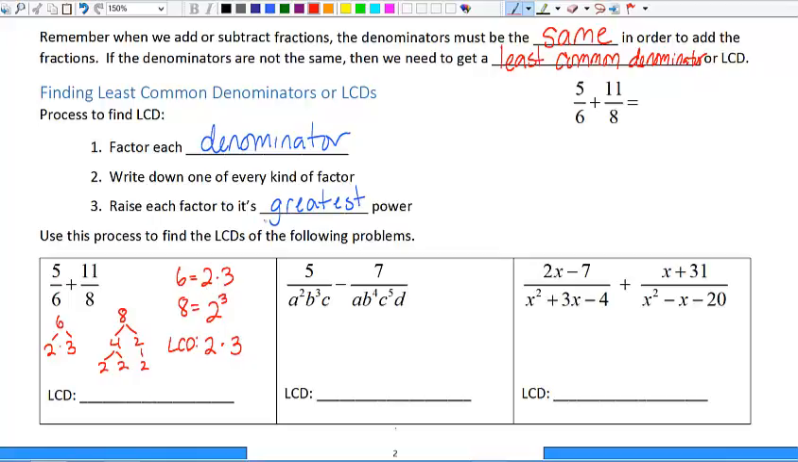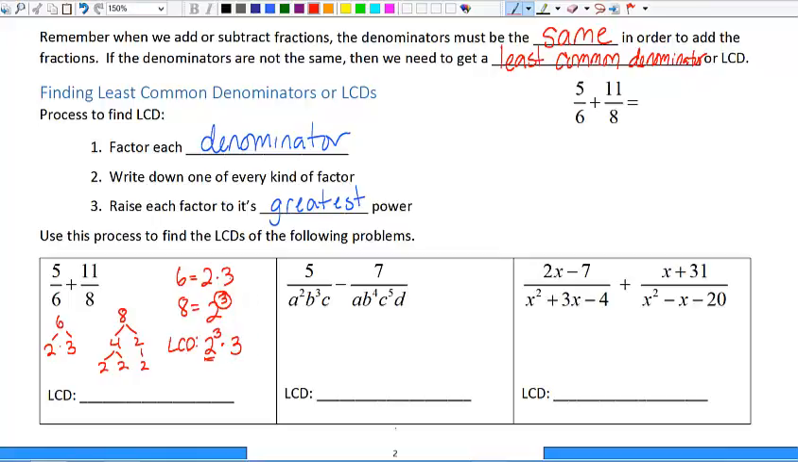Then raise each factor to its greatest power. So the greatest power of the factor 2 is a third power. So now that's got everything covered. The 6 demands that we have a 2 and a 3. In our LCD, do we have a 2 and a 3? Well, sure we do. The 8 demands that my LCD have at least 3 2's. Does it have at least 3 2's? Well, sure it does.